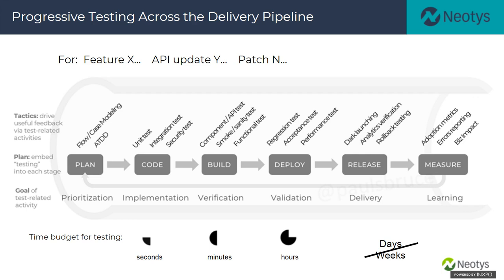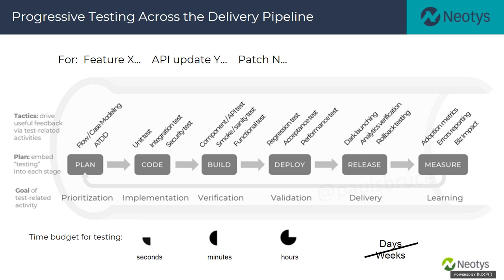In reality, these are dependent events, right? You cannot release something you haven't coded yet, can you? So one follows the other. But what you don't see in the big stage blocks is testing, because testing is everywhere. Testing occurs at every level.